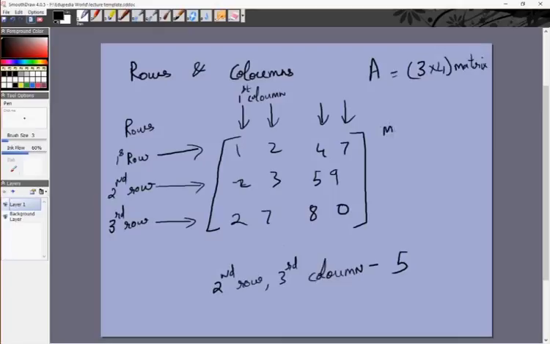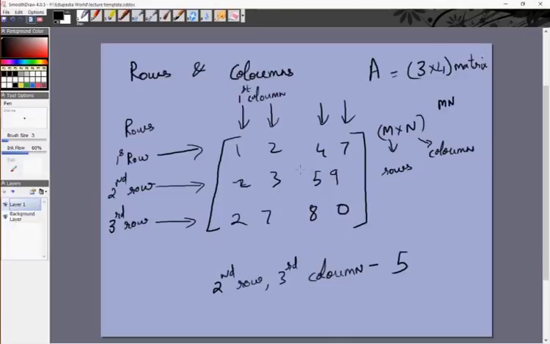Matrices are referred to as an M cross N matrix if it has M rows and N columns. So this particular matrix is a 3 cross 4 matrix because it has 3 rows and 4 columns, and of course an M cross N matrix will have a total of M into N entries. Entries are what go into the matrix. 3 would be an entry, 5 would be an entry, and this one has a total of 12 entries.